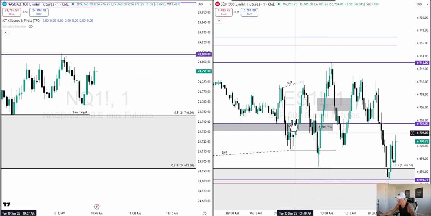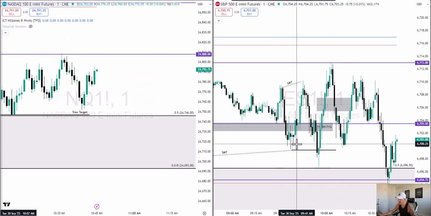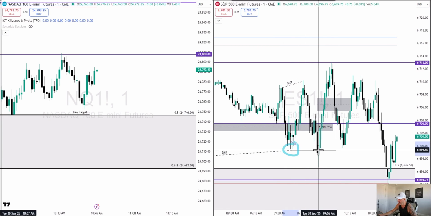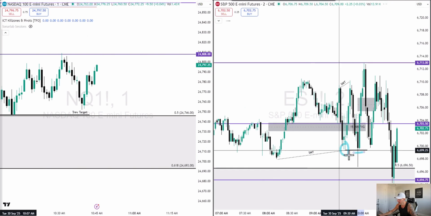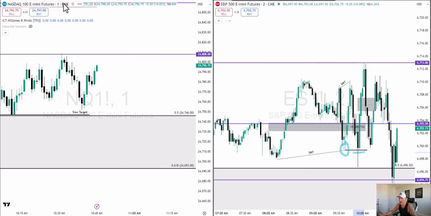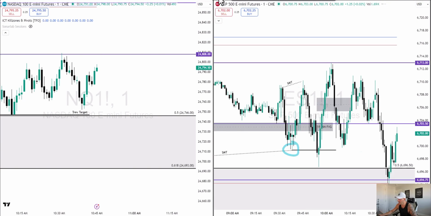So look right here, see this? Boom, we got this low right there, and we take it again right here. Now, if you look on the 2 minute, it's actually a proper sweep on the 2 minute, right? I guess not on the 1 minute, but time is fractal, right?